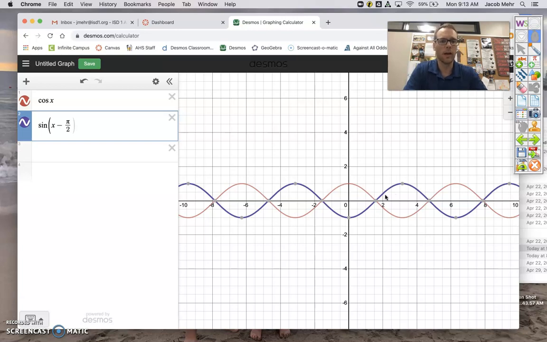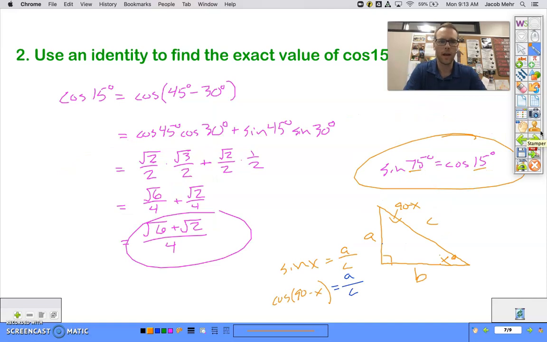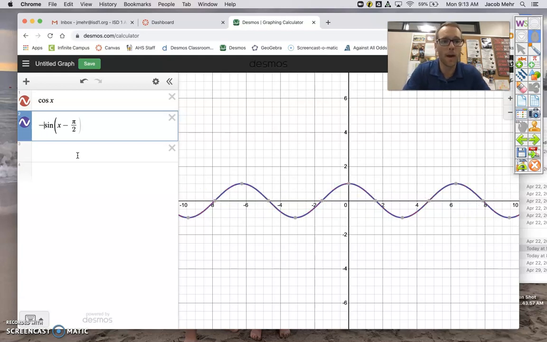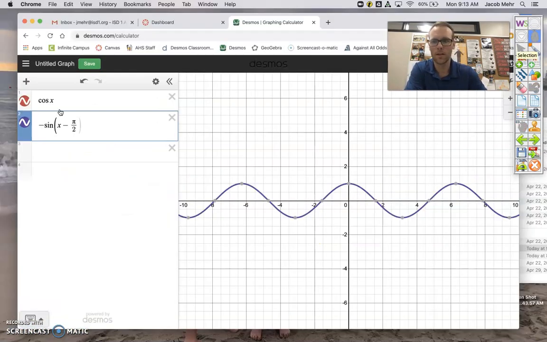These don't match up. However, this is not the way that our cofunction identity is written. It's not x minus pi over 2, it's pi over 2 minus x. And the reason for that would be when we look at these, they aren't matched up, but they're reflections of each other. So if I perform a reflection and I put it there, now they match up. But again, this is not the same way that our cofunction identity is written, because it doesn't have a negative out front.